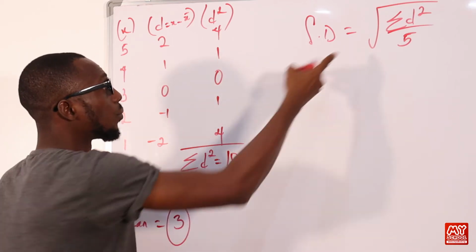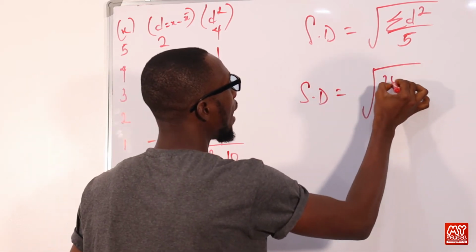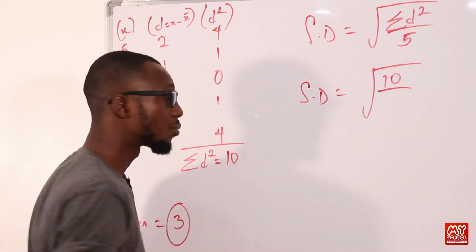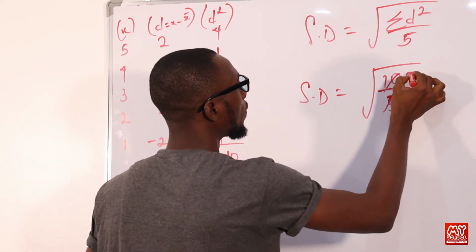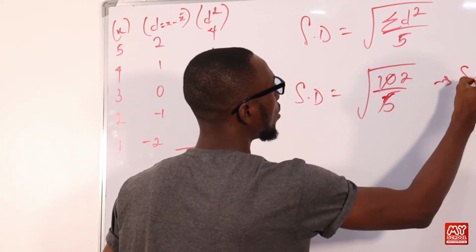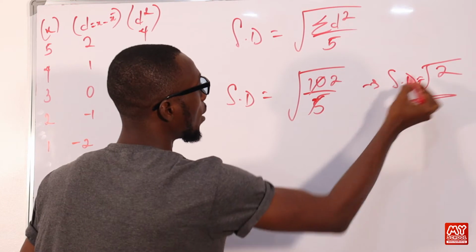So we can slot it in here. So we have equals square root of 10 over the number of values we have, which is 1, 2, 3, 4, 5. They are 5. So 5 here, 1, 5 here, 2. So the standard deviation is the square root of 2, or 1.4, whatever we want to put.